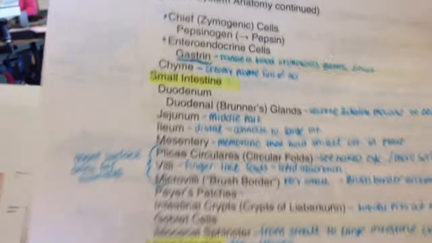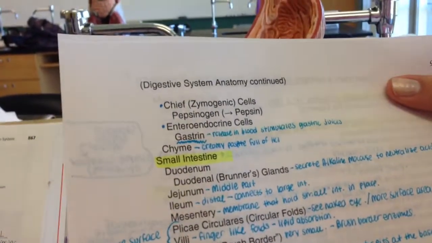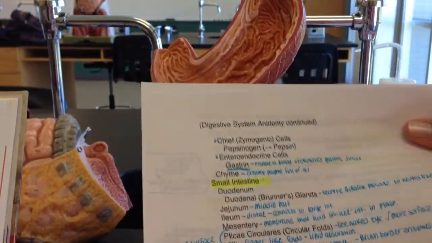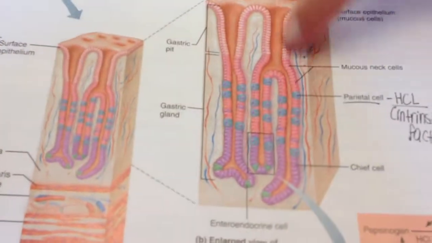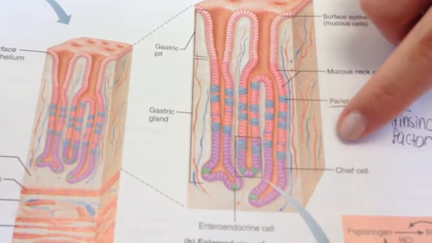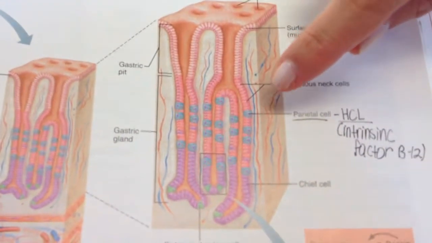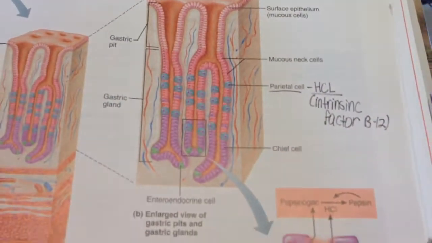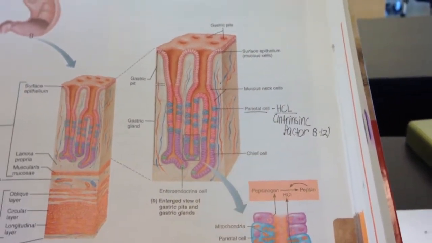Another type of cell is the chief cells. The chief cells are deeper in the gastric pits, and they secrete enzymes that cause pepsinogen to be converted into pepsin.